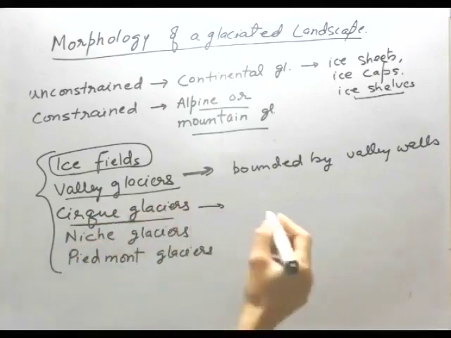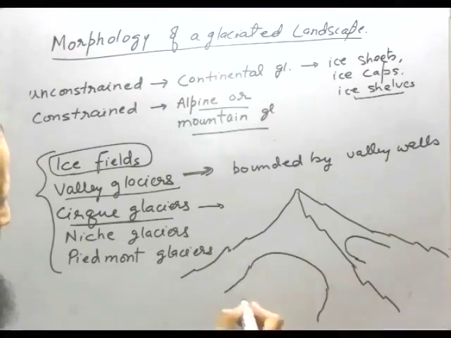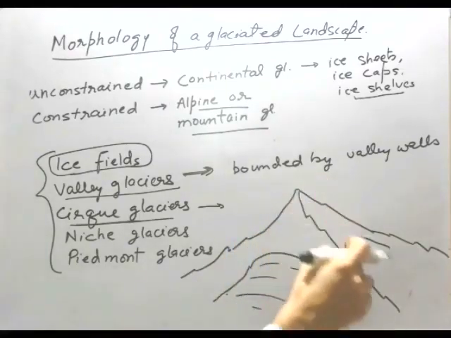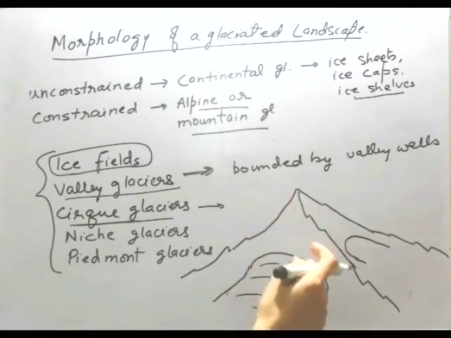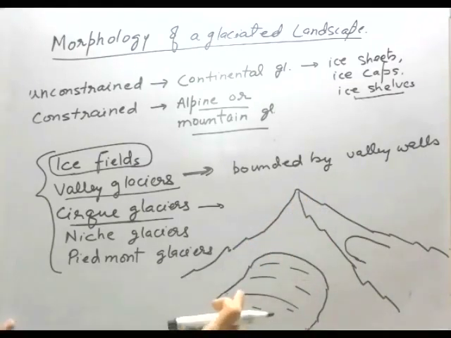Let me discuss this cirque glacier first. So this is a glacial peak that is known as a horn, and there is an armchair-shaped hollow at the base of the peaks, and they are the heads of valley glaciers. That is, the valley glaciers begin as cirque glaciers.